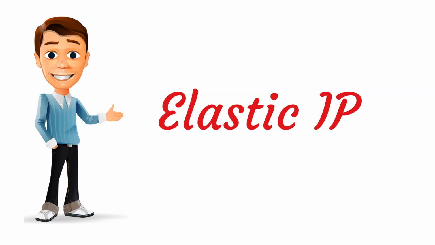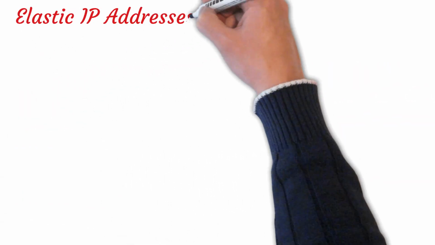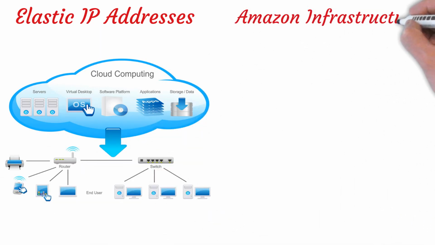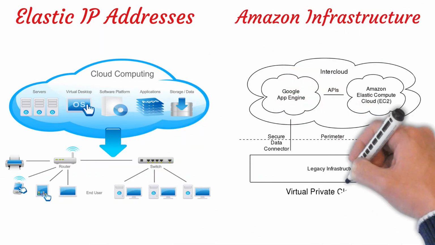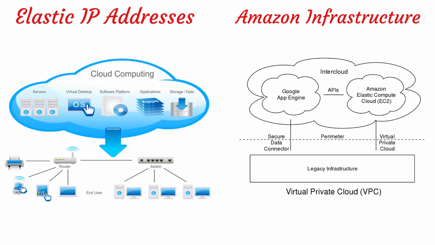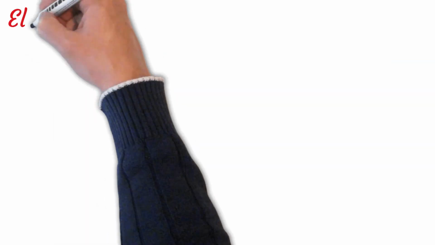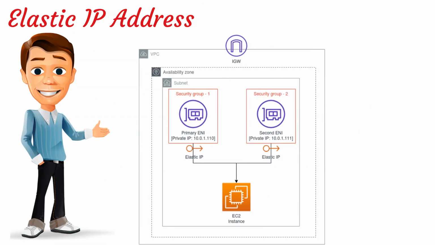Now, elastic IPs. Elastic IP addresses are used to manage dynamic cloud computing services. Within the Amazon infrastructure, customers have virtual private clouds, and in VPCs, users have instances. The elastic IP address is what is used to advertise the data to the public Internet.